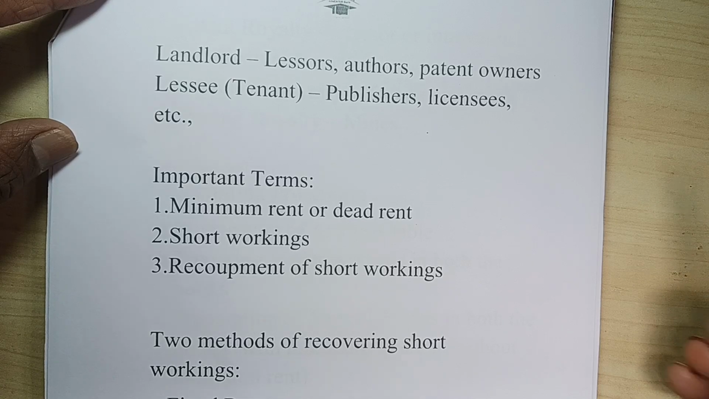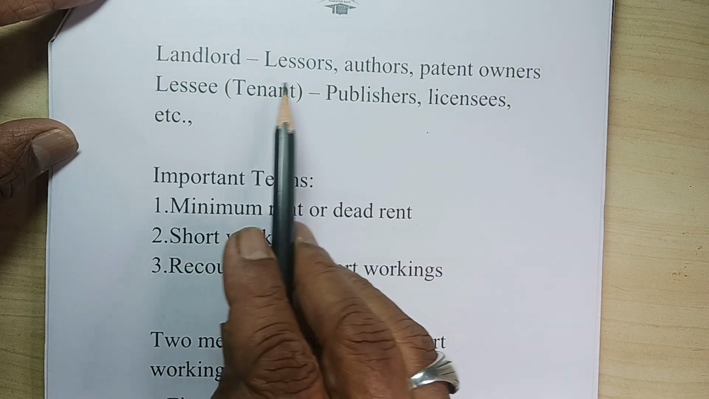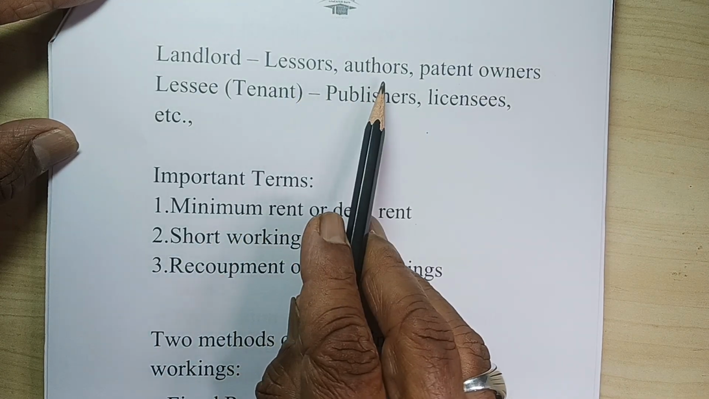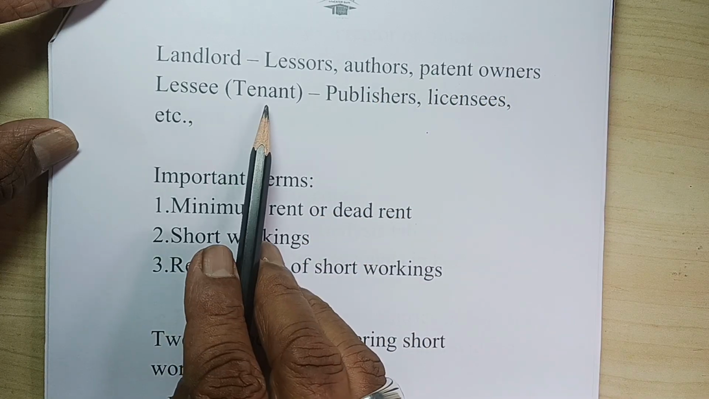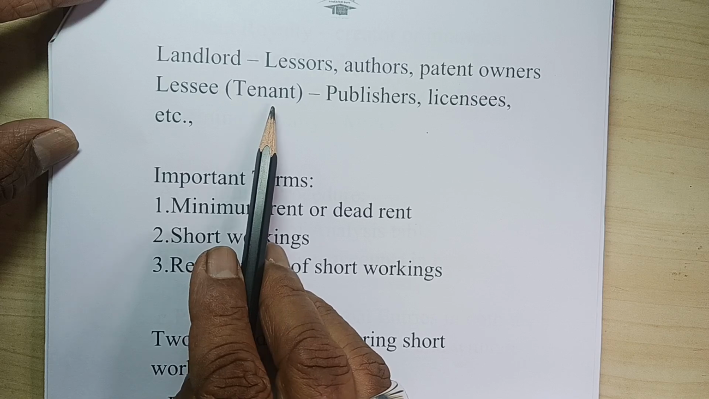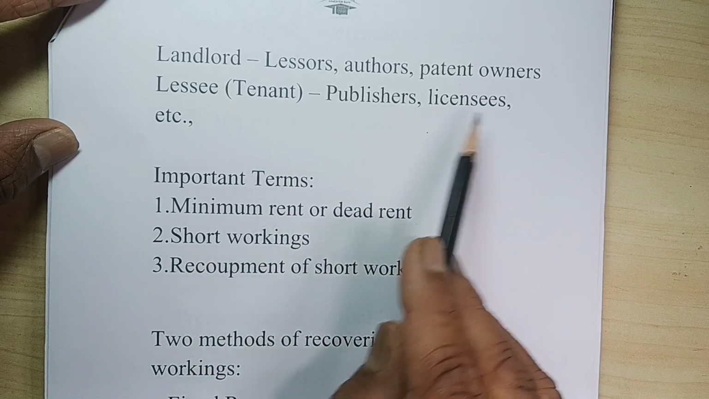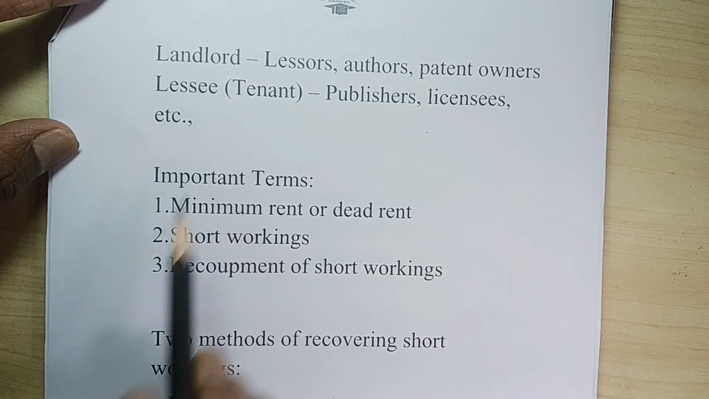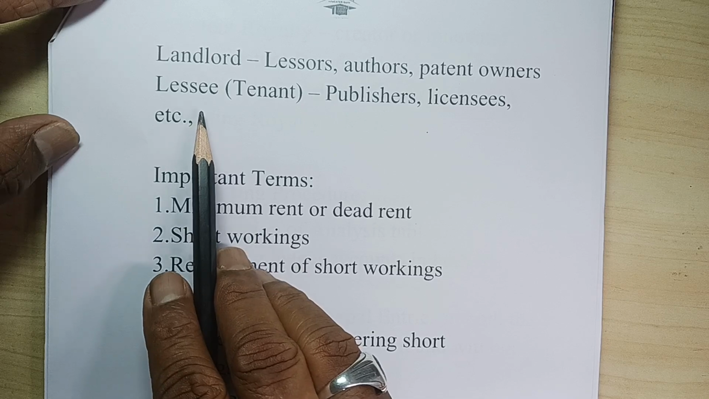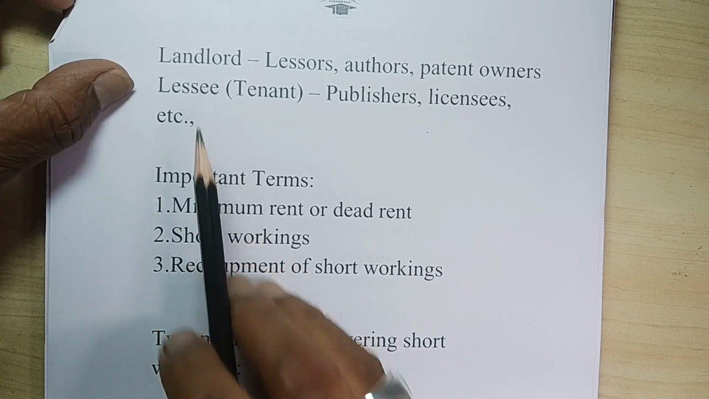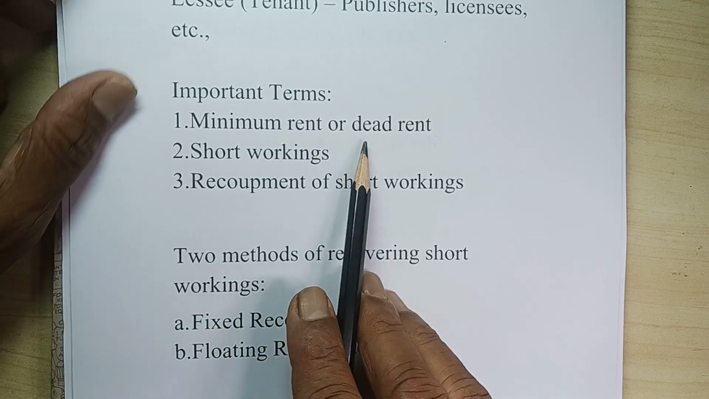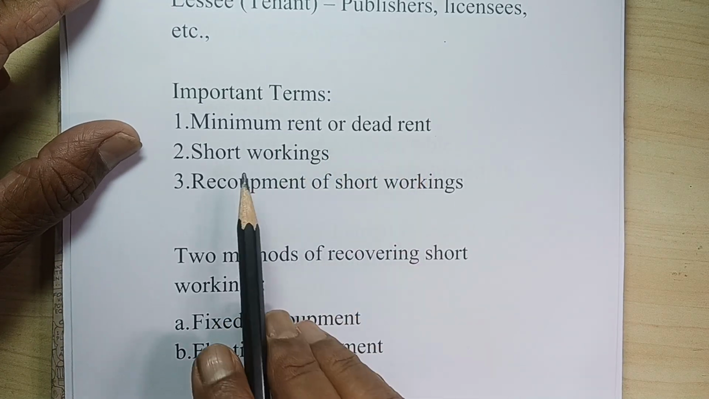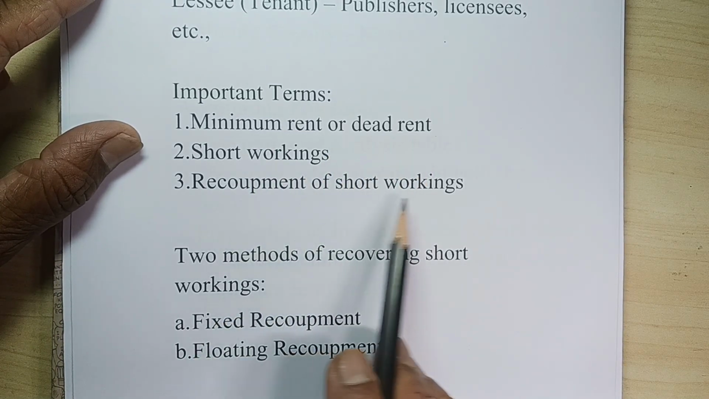The landlord is also called lessor, authors, patent owners. The lessee is called the tenant, the person who is using it, publishers, licensees, etc. So there are two parties, that is landlord and lessee, right? Important terms in royalty: minimum rent or dead rent, short workings, recoupment of short workings.